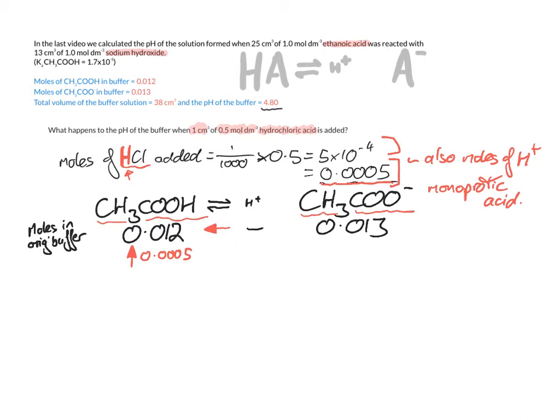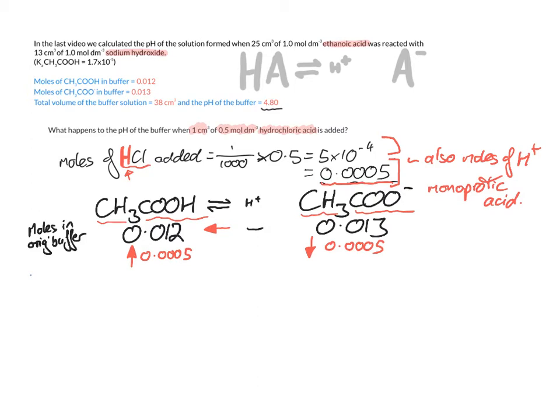It's going to make this calculation easier on the eyes and easier to run through. What's going to happen to the ethanoate ions, the A minus? Well, we're moving away from them, so their concentration is going to go down. We are using those up to react with the new H pluses that have gone in. So this is going to go down by 0.0005.